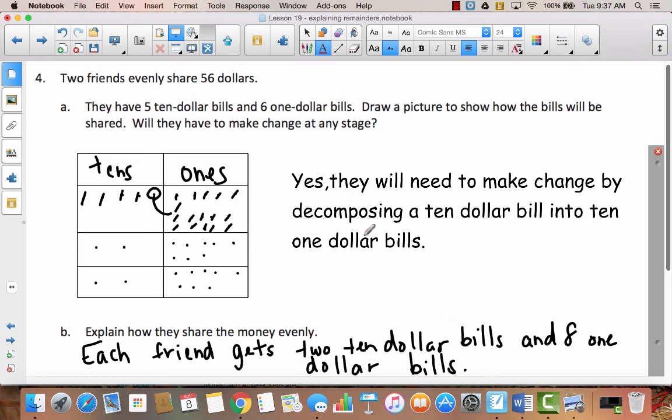Okay, we're going to go ahead and stop here on this lesson. So remember, this was all about explaining remainders whenever you are using the standard algorithm or when you are using division.